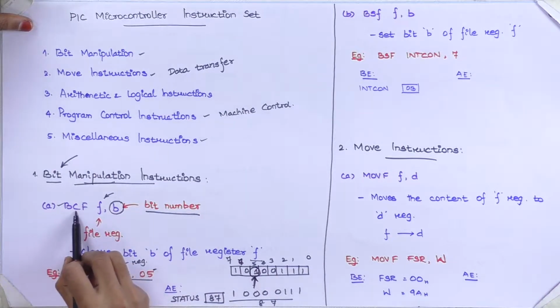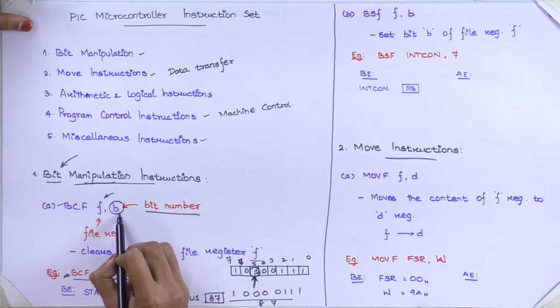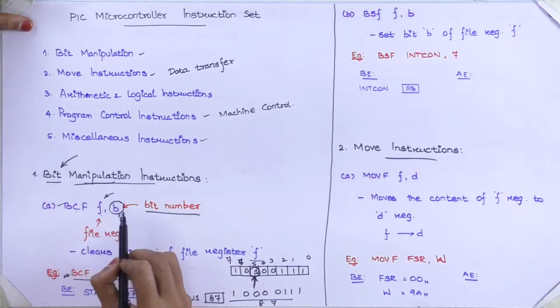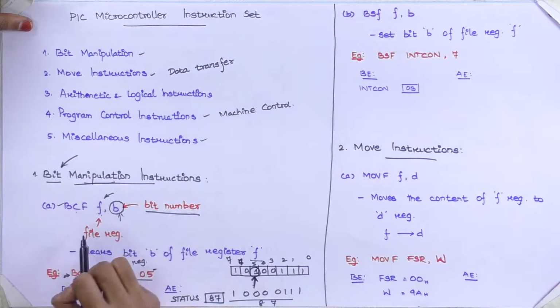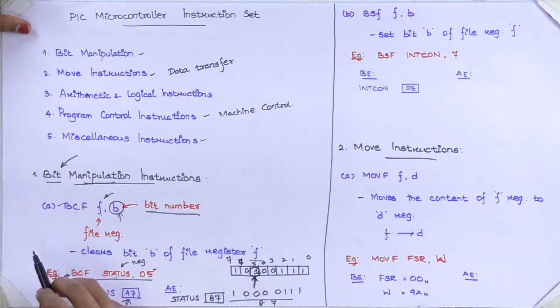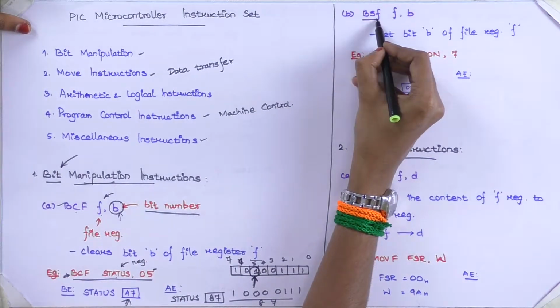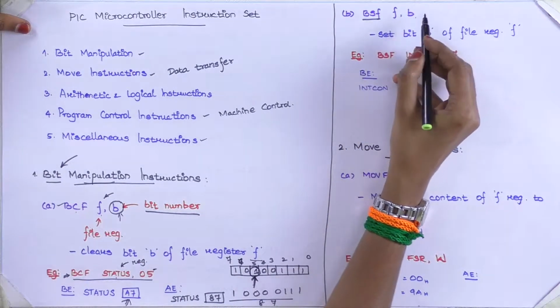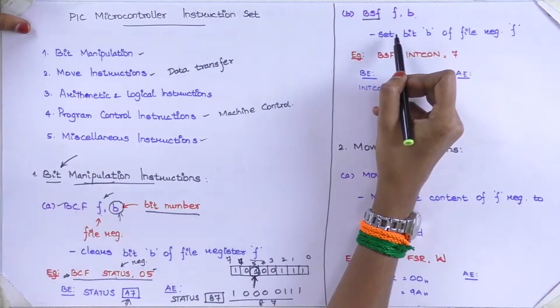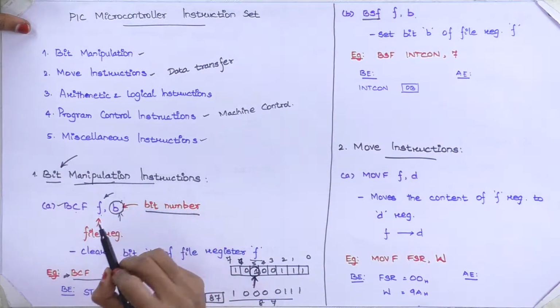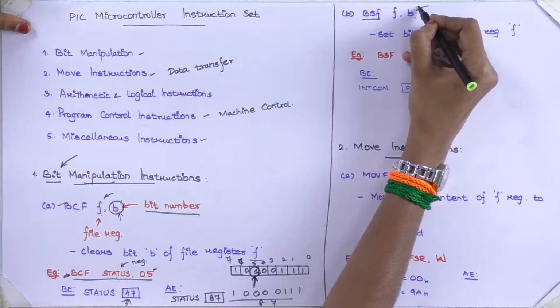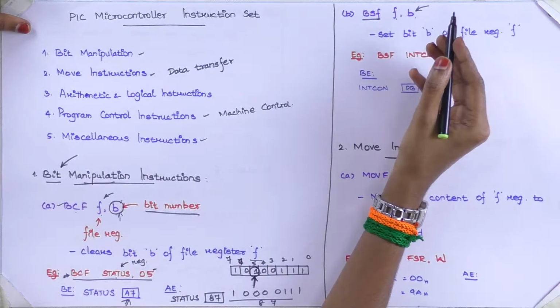Fine. So what this instruction will do, it will clear the particular bit of the file register and store the value again in the file register. Fine. So the next instruction is BSF F comma B. So this is similar to this, but here we were clearing that particular bit, here we are setting the particular bit of the F register. Fine.